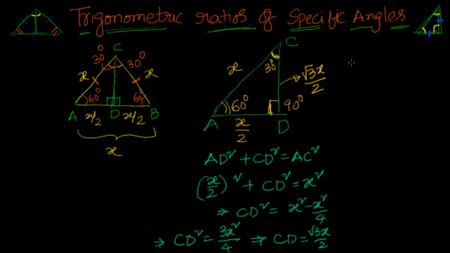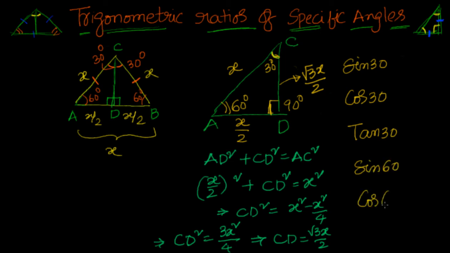Okay, I will do here sine of 30, cos of 30, tan of 30, then I will do sine of 60, cos of 60, tan of 60. These are all degrees. Okay, if I don't put them, don't mind. These are all degrees. We are talking only about degrees. No radians as of now.